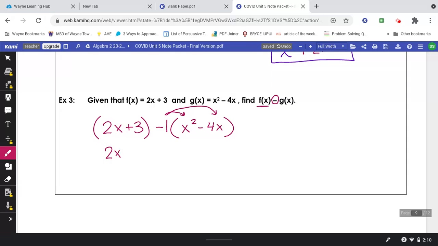That gives me 2x plus 3. I just bring that down. The middle sign would turn to a plus. And I distribute the negative 1. Negative 1 times x squared is negative 1x squared. And negative 1 times negative 4x, positive 4x.